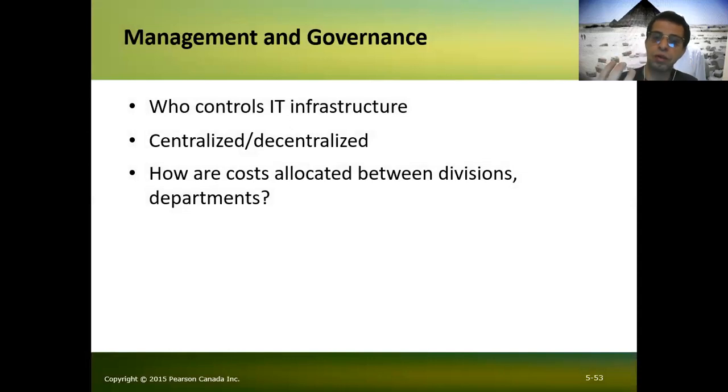The other issue is who controls the IT infrastructure. The IT people usually have a tendency to like to control the IT infrastructure, and the business people like to outsource this headache out. Centralize or decentralize, and how are the costs allocated between divisions and departments when they are centralized or decentralized, when more than one department or more than one location is using the same application, how you divide these costs.